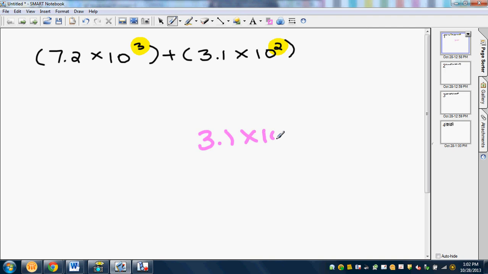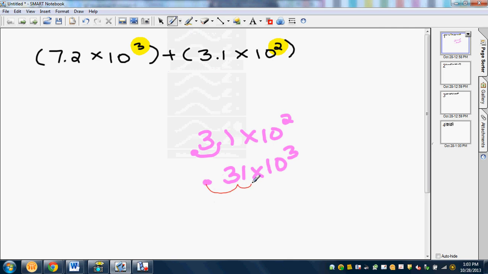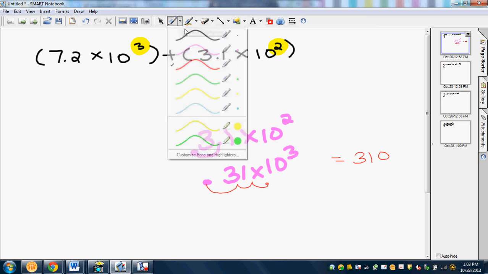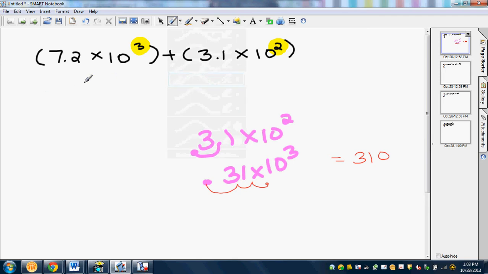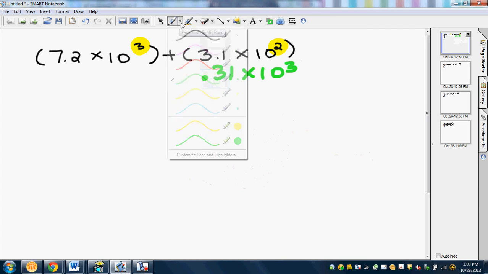And I want to rewrite it as a power of 3. Well, if I move my decimal so that it's right here, this is 0.31 times 10 to the power of 3, because if you move the decimal 1, 2, 3 places, this is now equal to 310. So it's just another way to write it so that it has an exponent of 3. So now when I rewrite it, this one's going to become 0.31 times 10 to the power of 3. So now that they have the same power, I can add them together.